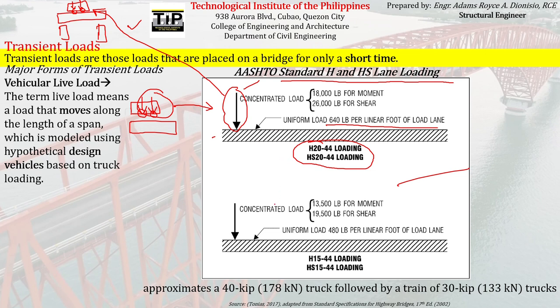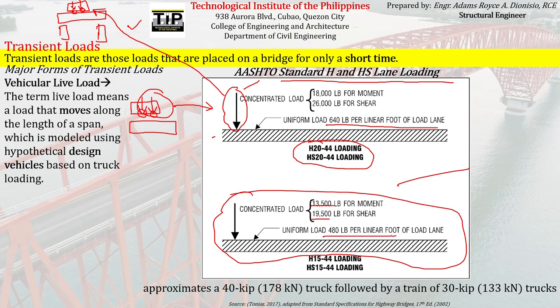For H15-44 and HS15-44, it is the same: a combination of concentrated load and lane load. Only the magnitude changes, obviously, since it is H15 and HS15. So it is 13,500 for moment and 19,500 for shear, and the uniform load is 480 pounds per linear foot. That is what our bridge will carry instead of these two concentrated loads coming from the truck, which is transferred to the deck of the bridge we are designing.